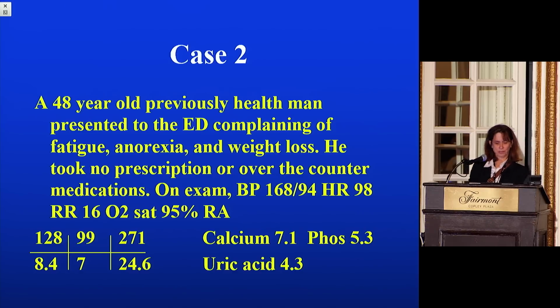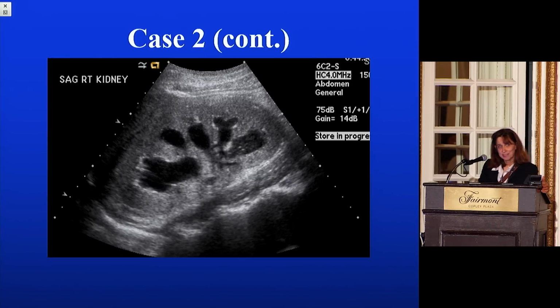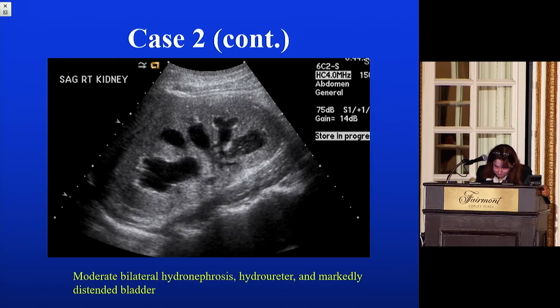Case 2, a 48-year-old, previously healthy man, presented with fatigue, anorexia, weight loss, no new prescription or over-the-counter meds. Blood pressure is high, O2 sats are reasonable. Labs show very high potassium, hyponatremia, extremely high BUN of 271, creatinine of 25, and marked metabolic acidosis. Ultrasound shows significant dilated calyces, large ureter, very distended bladder.